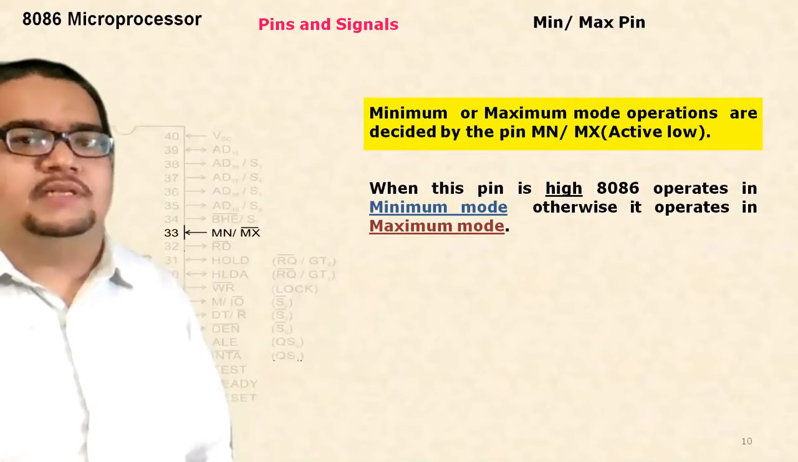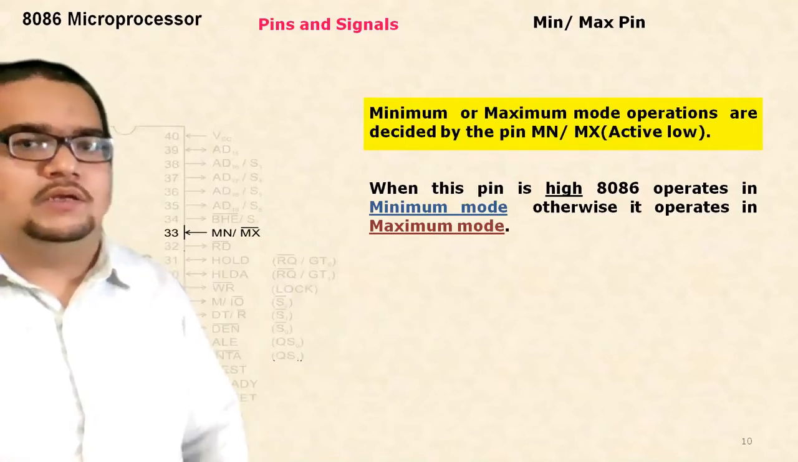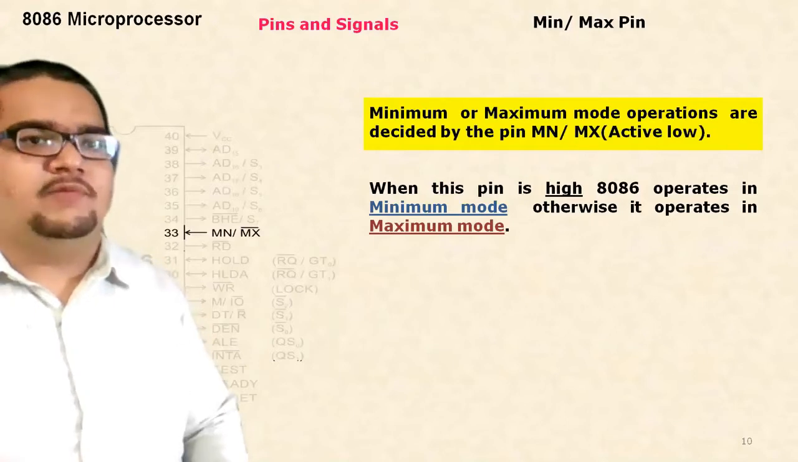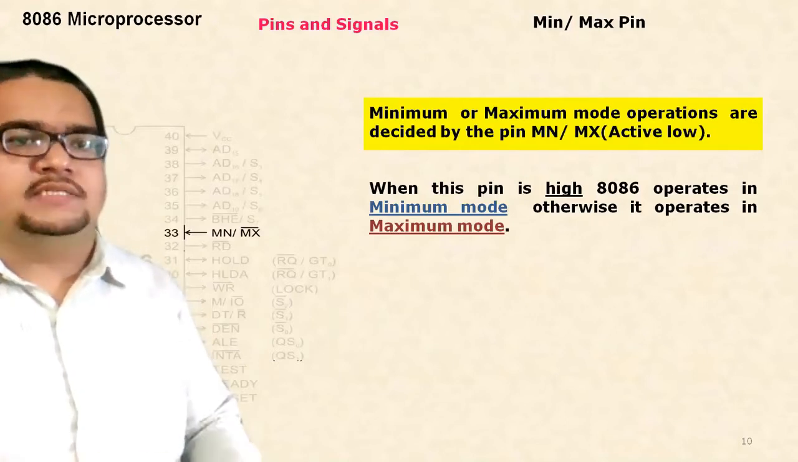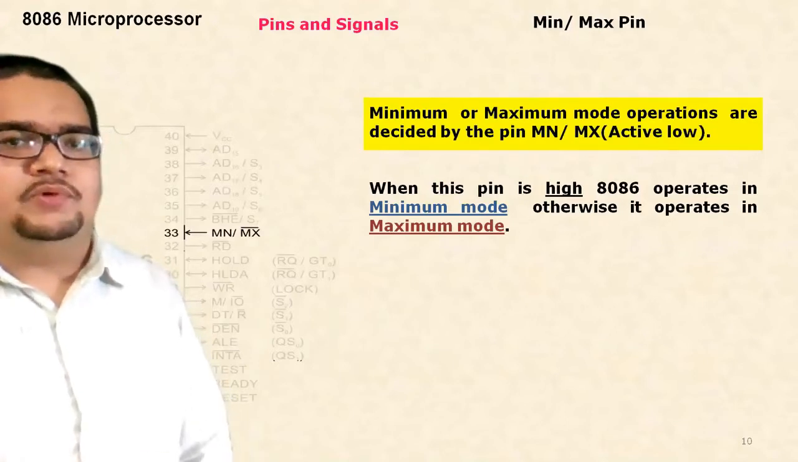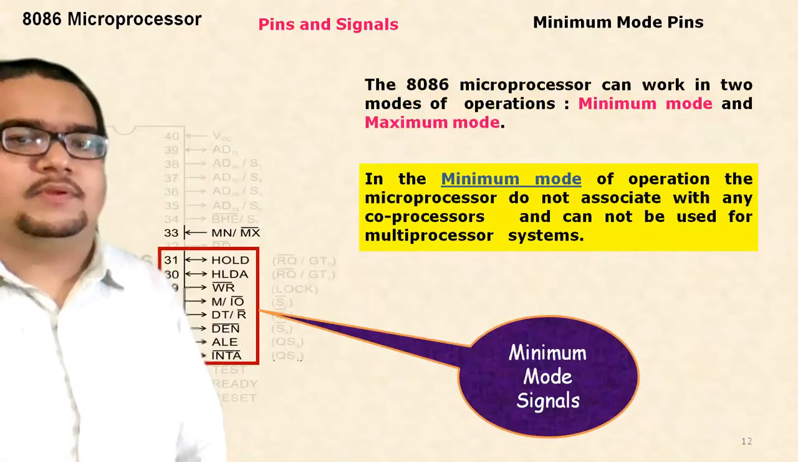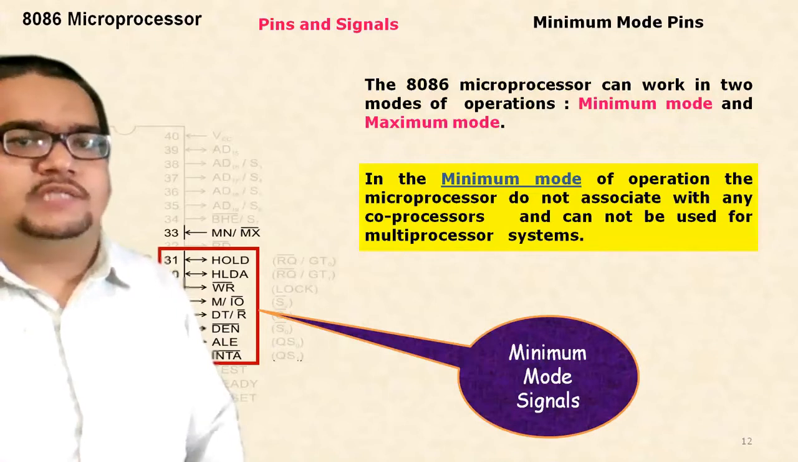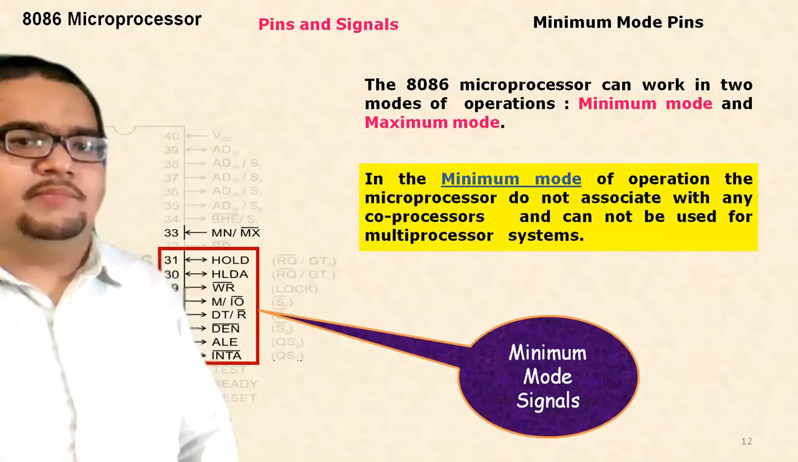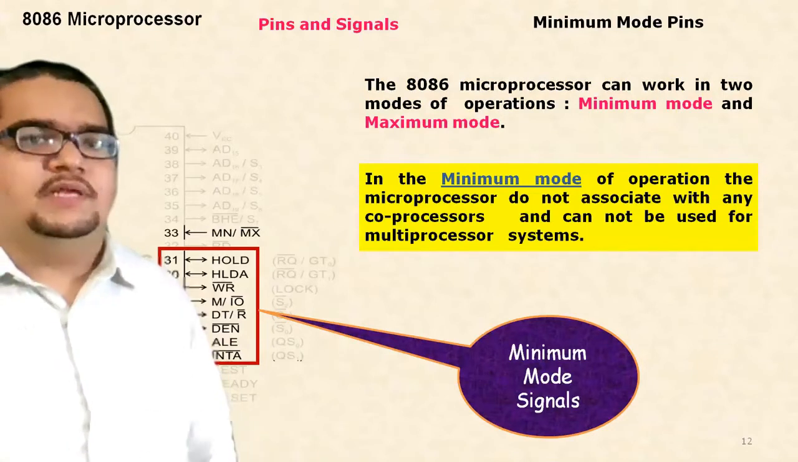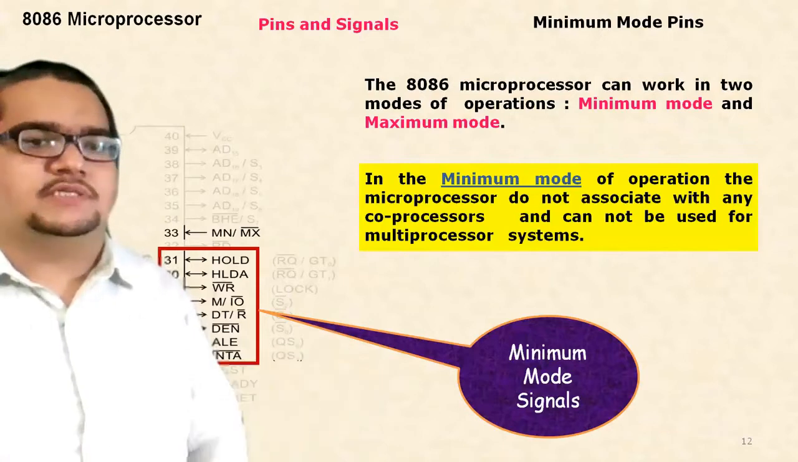So when this pin is made low, it will work in maximum mode. When it is high, the 8086 works in minimum mode. We have understood that minimum mode is a single processor system, and maximum mode is a multi-processor system.